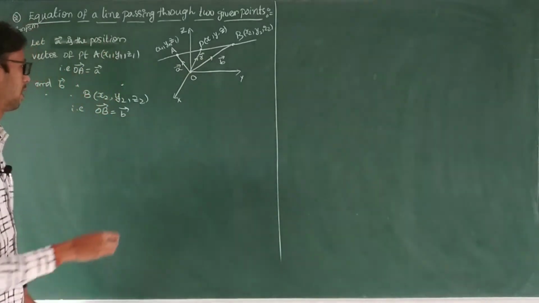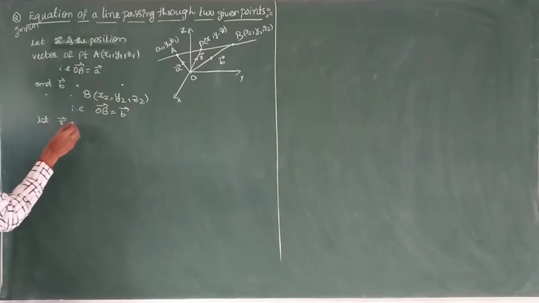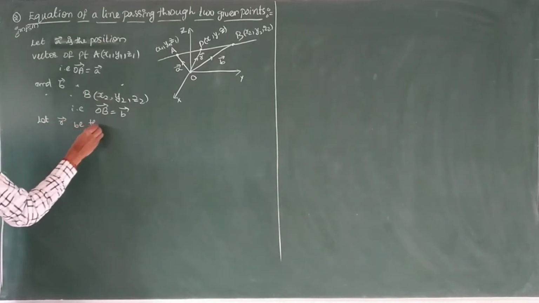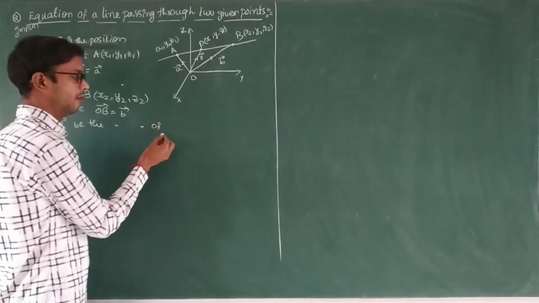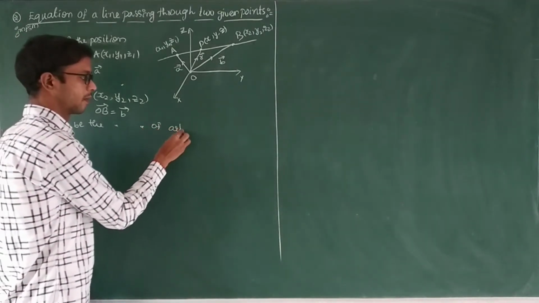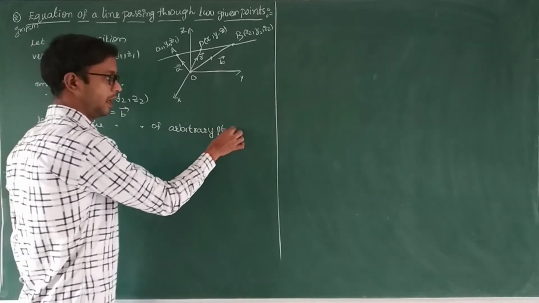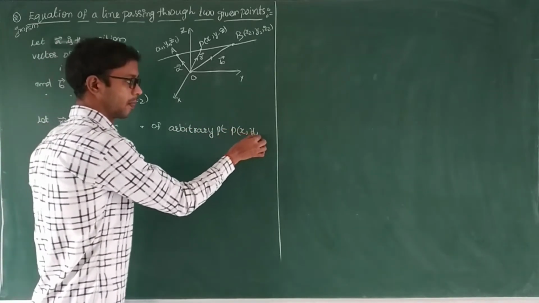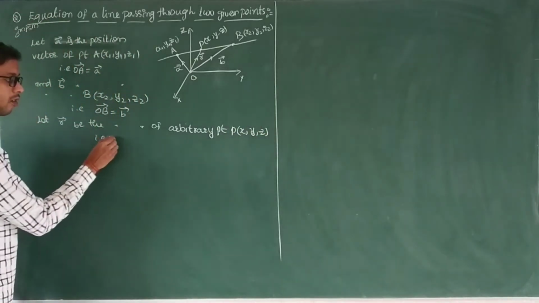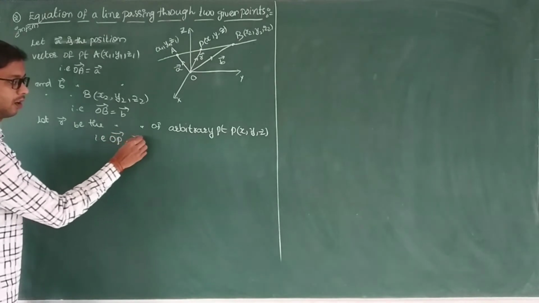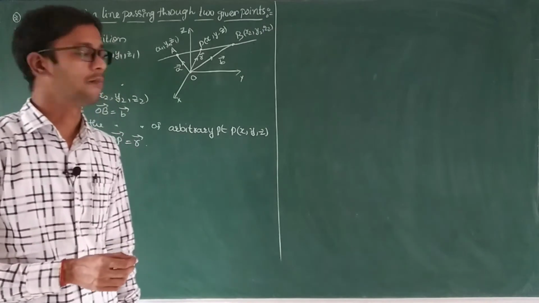Now I am drawing P. This is R bar. Let R bar be the position vector of the arbitrary point P (x, y, z), that is OP bar is equal to R bar. So this representation is completed.